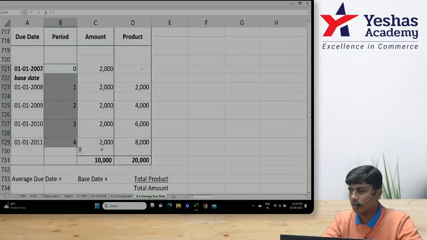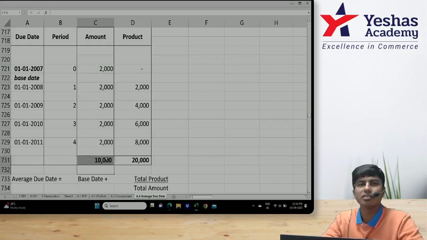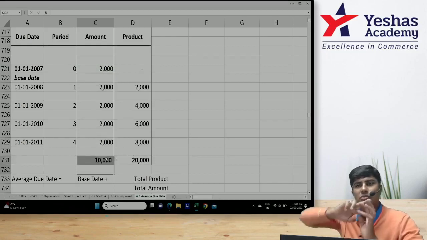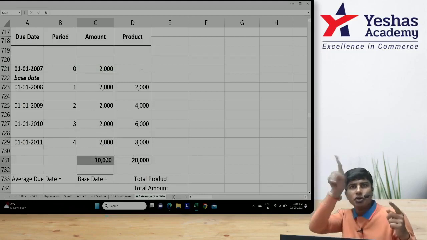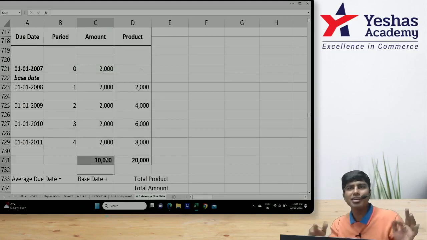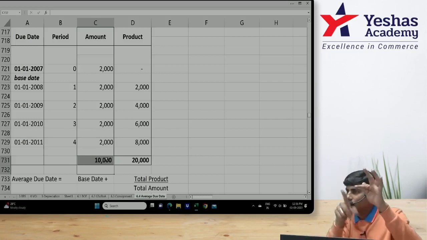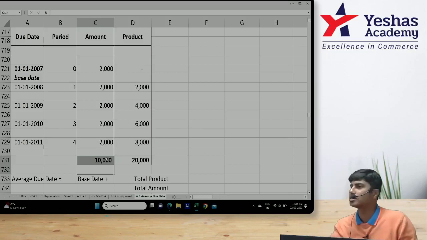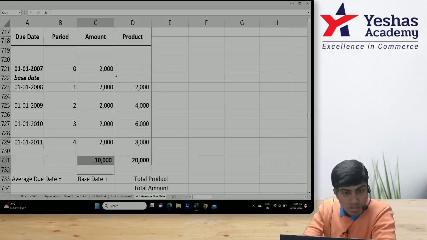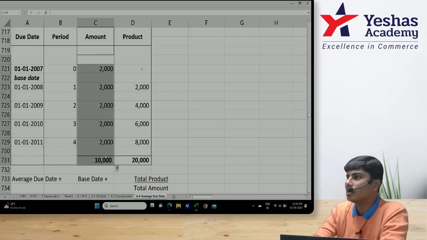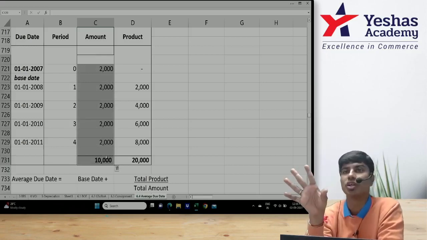See, what you are doing, no? You are first multiplying, then you are dividing. First you multiply, then you divide. It will get cancelled out. First you multiply into 2, into 2, into 2, into 2, then divide by 10. It is exactly the same. Numerator and denominator will get cancelled out. This is possible only if the amounts are the same. If the amounts are different, it won't get cancelled, so you should multiply and then divide.